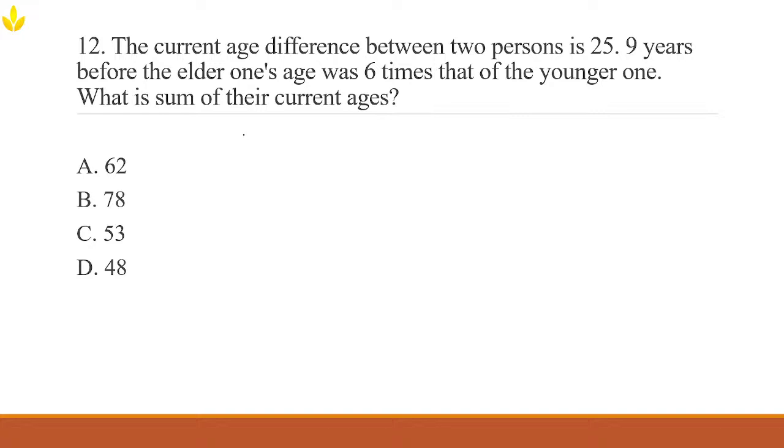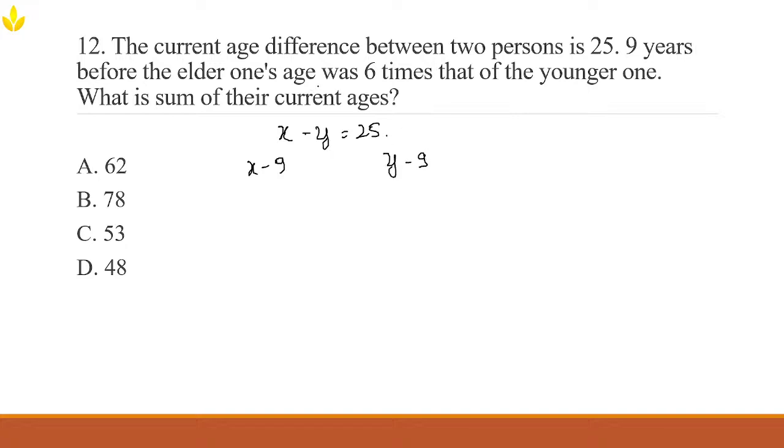So let us take it as the current age difference between two persons is 25. So if we take the current ages of two persons as x and y, the difference between x and y is given as 25. So 9 years before, that becomes x minus 9, the elder one's age, and y minus 9 for the younger.